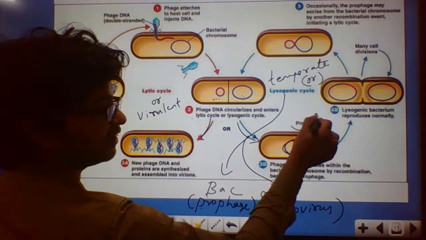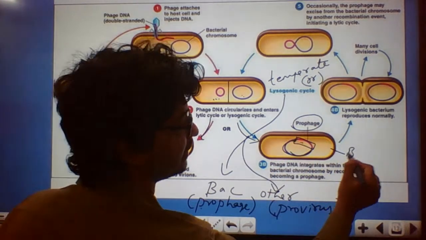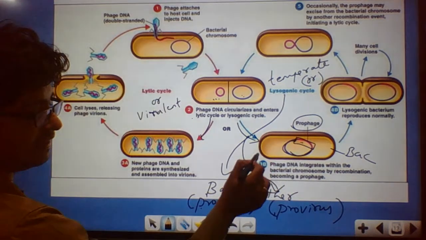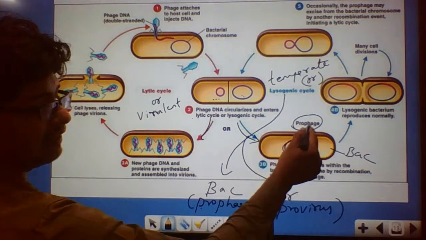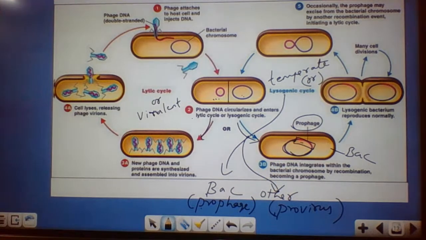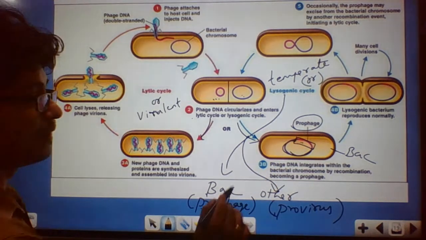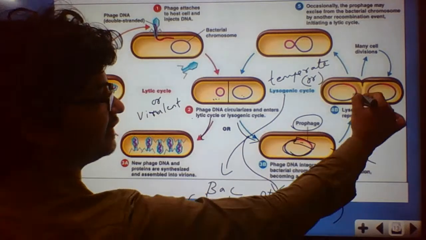If it is a prophage, it's understood this must be the bacteria. Because I told you, if the host cell is a bacteria, we use the word prophage. If it is other than bacteria, then we use the word provirus. It's a provirus. Now, what happens? This goes to the lysogenic cycle.